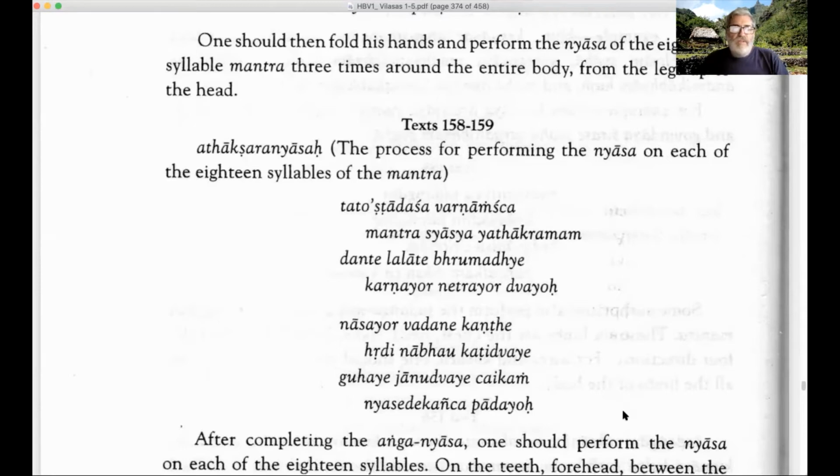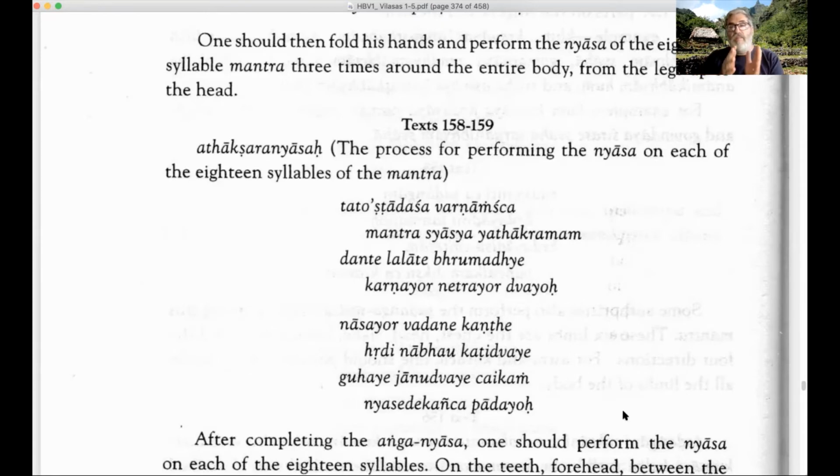Now what we're going to do is the process for performing the nyasa with each of the 18 syllables of the mantra. And this is also very common in other sampradayas, that the main mantra of the sampradaya, for instance, in the Sri Sampradaya, is Om Namo Narayanaya, and we divide that up into syllables. There are 8 syllables in that mantra. There are 18 syllables in the Gopala Mantra. So each and every syllable is going to be used in nyasa then.